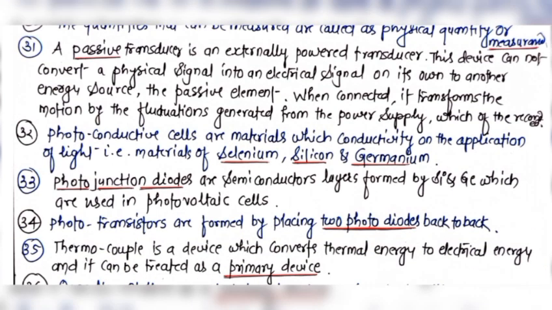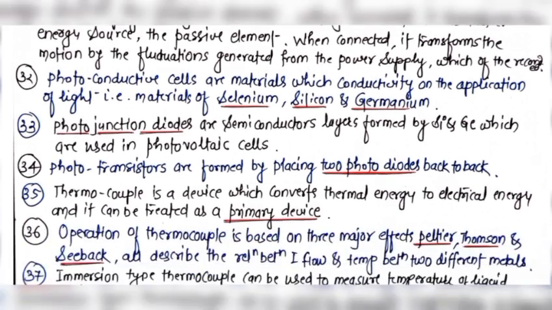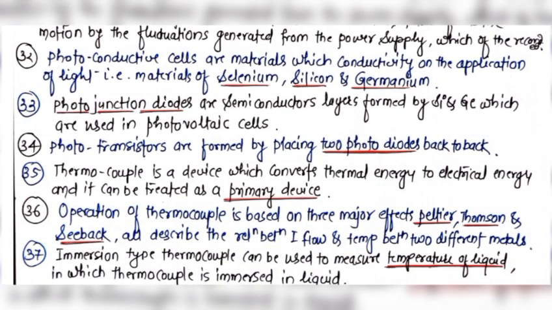Photoconductive cells are materials whose conductivity changes on the application of light, that is, materials like selenium, silicon and germanium. Photojunction diodes are semiconductor layers formed by silicon and germanium, which are used in photovoltaic cells. Phototransistors are formed by placing two photodiodes back to back.